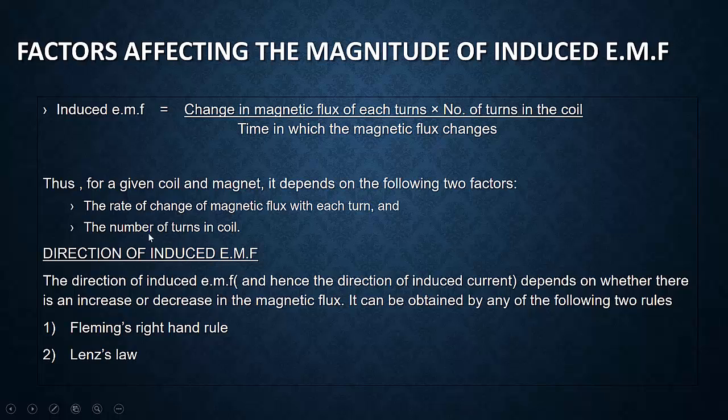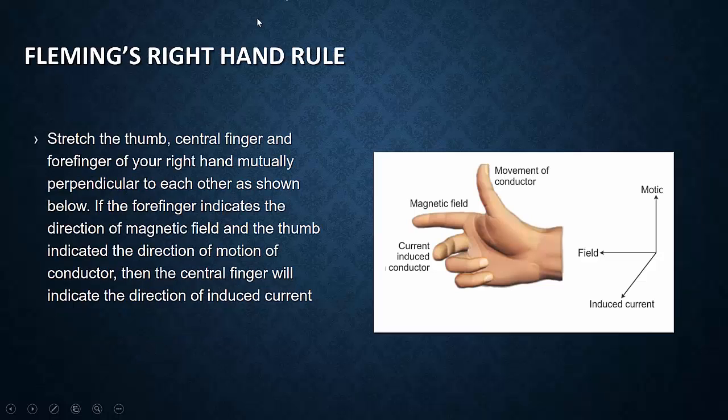Now there will be an induced EMF whenever there is relative motion between coil and magnet. But how do we determine the direction of induced EMF? The direction of induced EMF, and hence the direction of induced current, depends on whether there is an increase or decrease in magnetic flux. It can be obtained by two rules. One is Fleming's right hand rule, the second is Lenz's law. Let's see what those laws are.